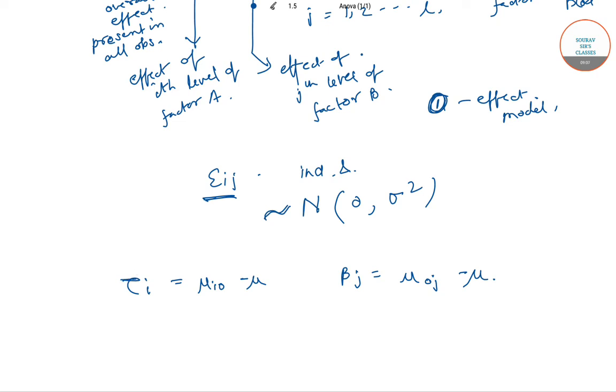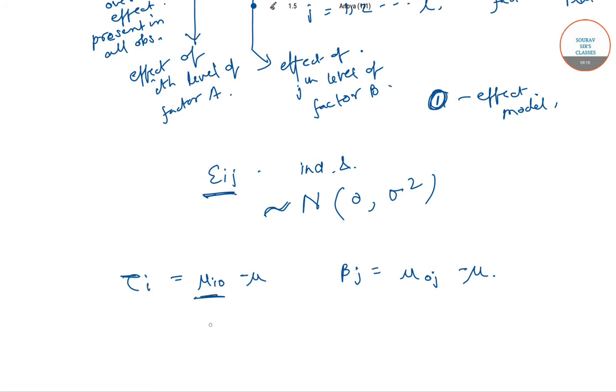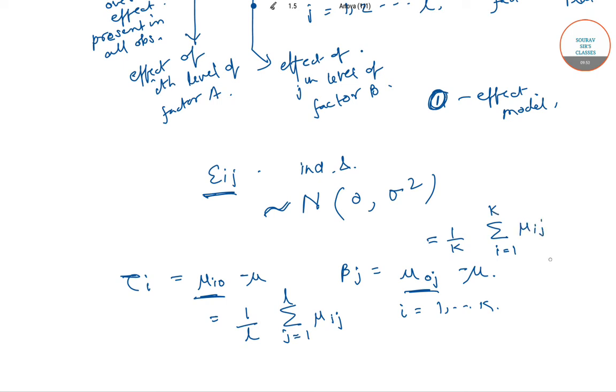So tau i is equal to mu i naught minus mu, and beta j is equal to mu naught j minus mu, where mu i naught is equal to 1 by L into summation j runs from 1 to L mu ij, where i runs from 1 to k, and similarly mu naught j is equal to 1 by k into summation i equals 1 to k mu ij, where j goes from 1 to L.